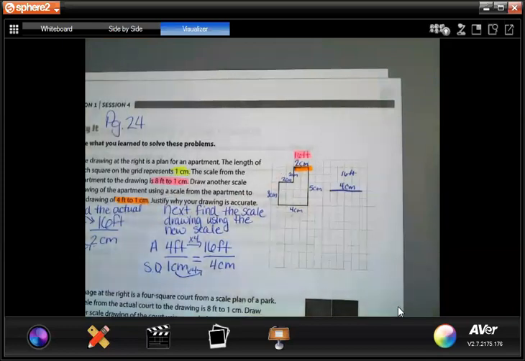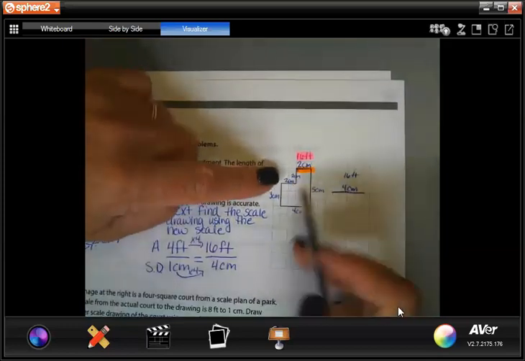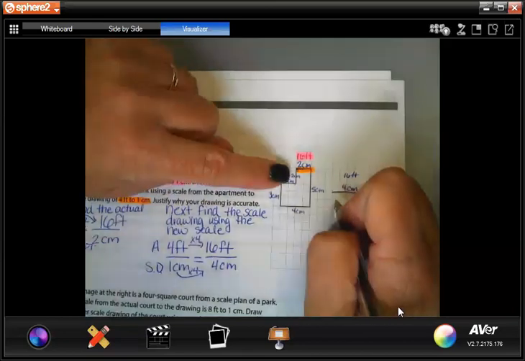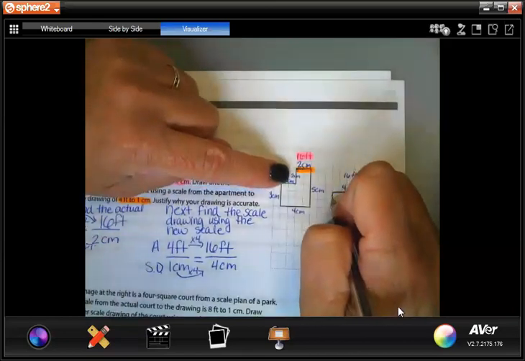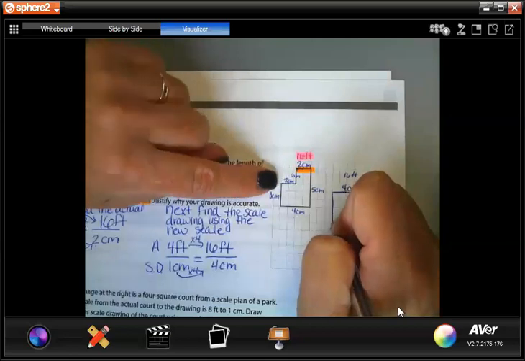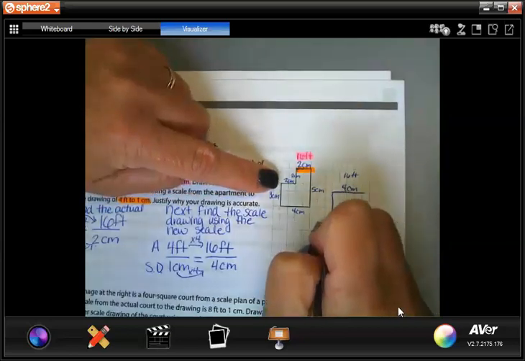Now, to figure out the rest of them, well, these ones right here are going to be pretty easy to do because this one is also 2. So I'm going to go down 4. 1, 2, 3, 4. This one is also 4. So 1, 2, 3, 4.